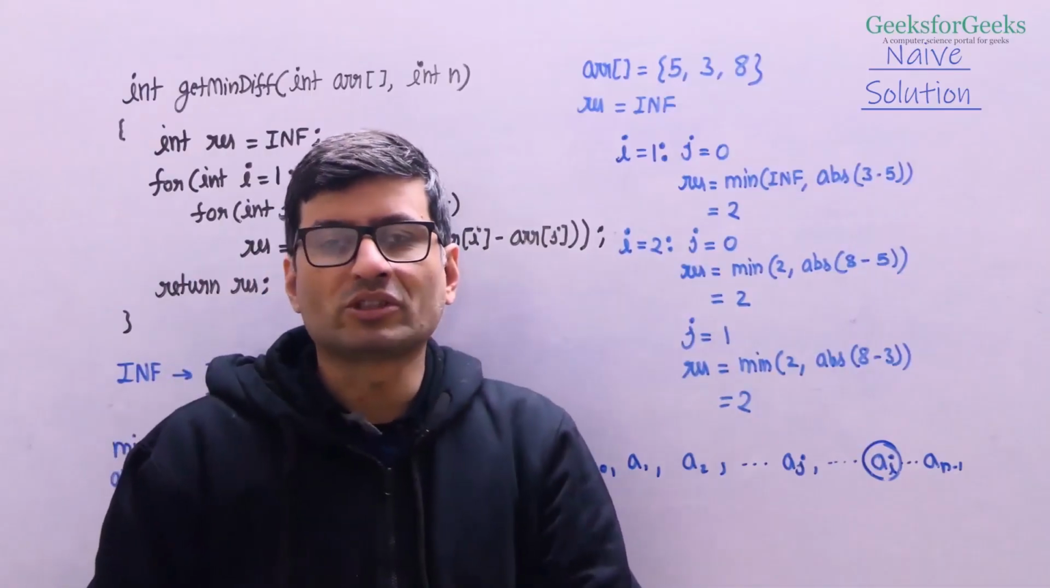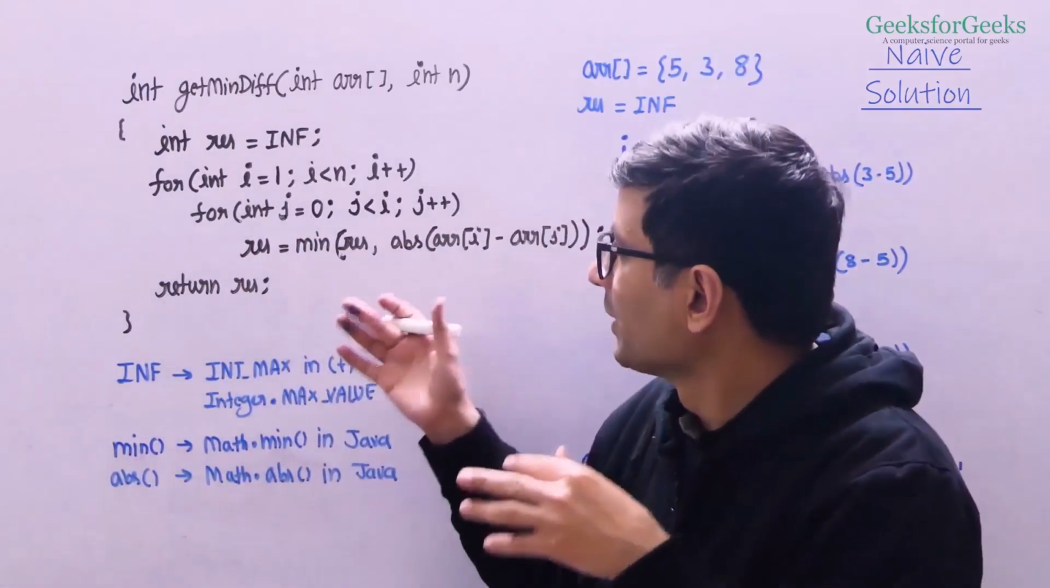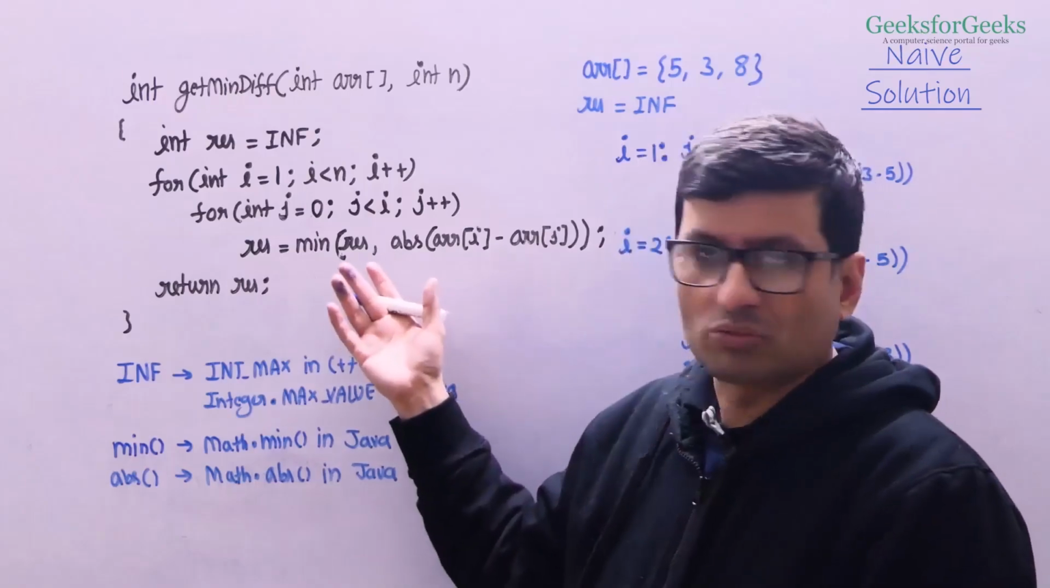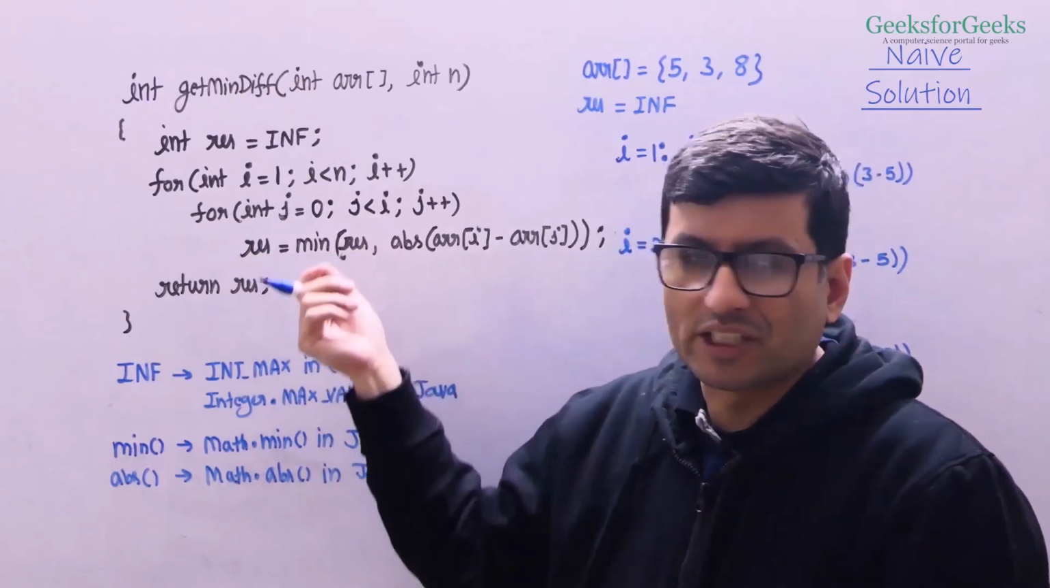Now, what is the time complexity of the solution? It's clearly big O of n square, or you can say theta n square also because we do not have any break statement inside it.